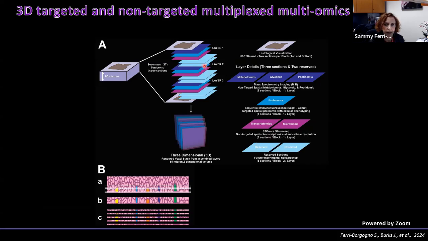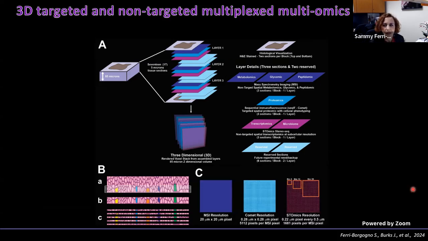And then the fact that we utilized the 2 sections in between each of the layers for future studies will allow us to not repeat the analysis on the same tissue sections, since these 2 layers are going to be 10 microns total.